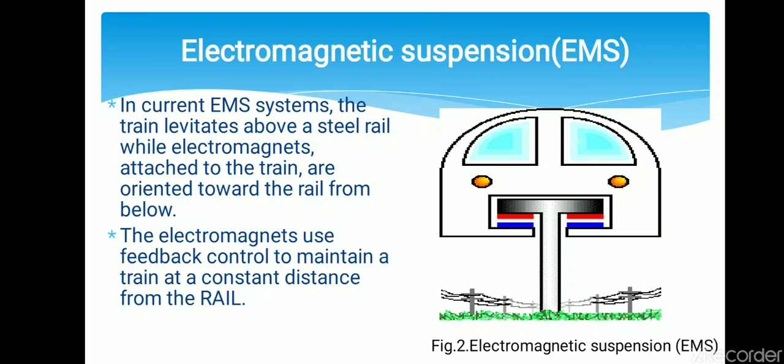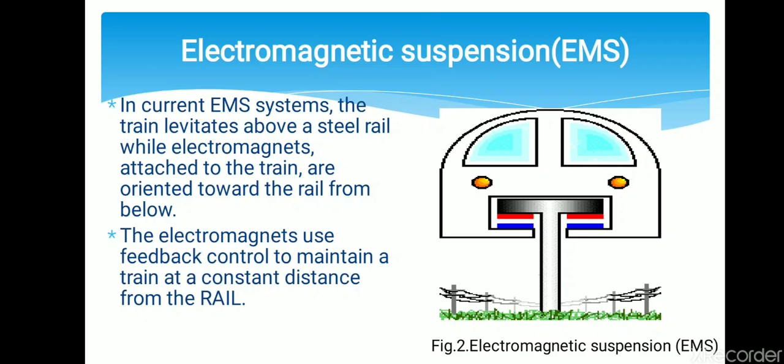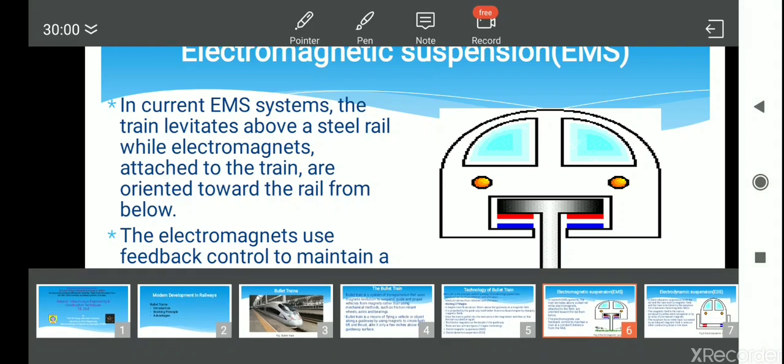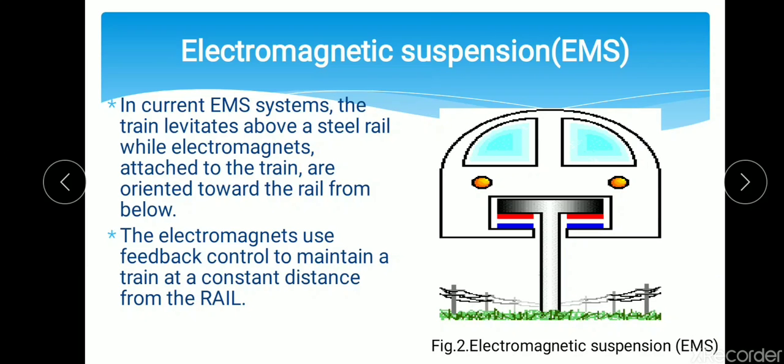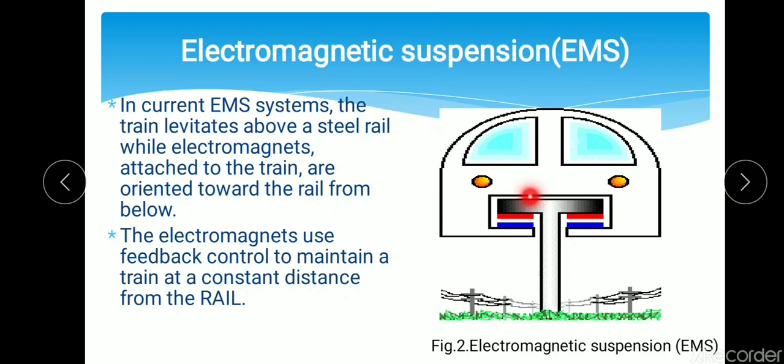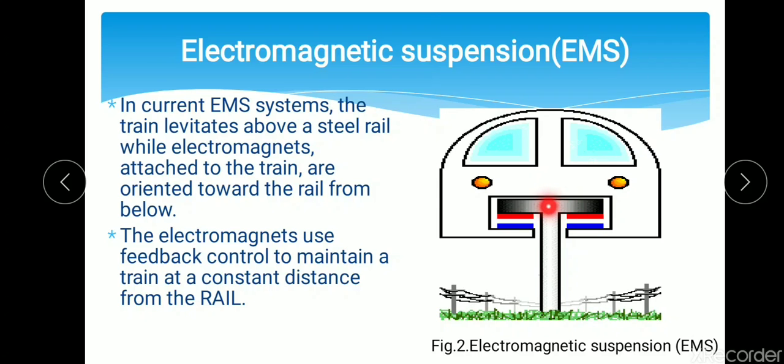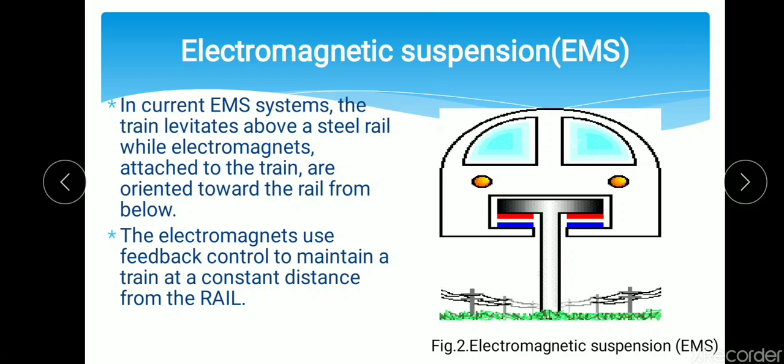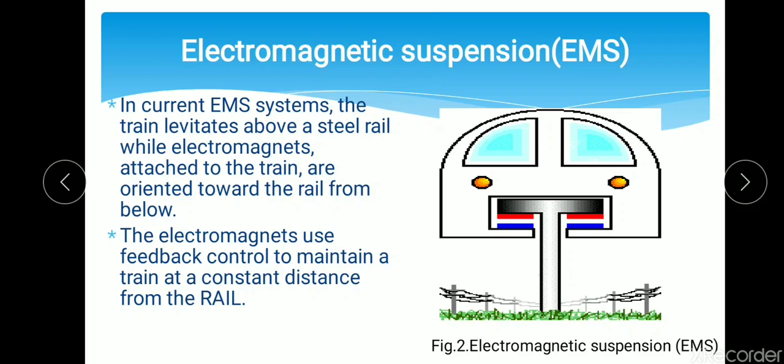In the current EMS system, the train levitates above a steel rail while electromagnets attached to the train are oriented toward the rail from below. Here you can see the train levitates above a steel rail. This is a steel rail, and the electromagnets attached to the train are oriented towards the rail from below. The electromagnets use feedback control to maintain the train at a constant distance from the rail.